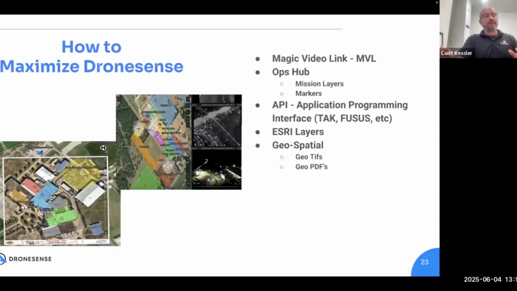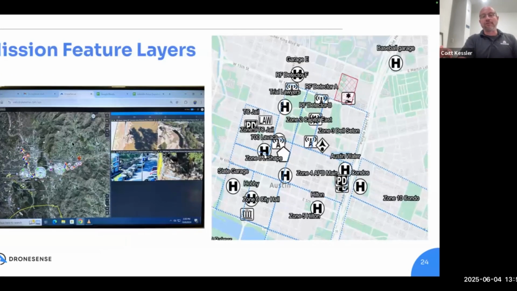Be sure that you're looking at DroneSense and maximizing all of our features. If you have questions on how to use feature layers, please contact us. Let us go through a school with you, some training, and let us help you maximize the system. If you're here for the first time and you don't know what a feature layer is, call. Let us help you.